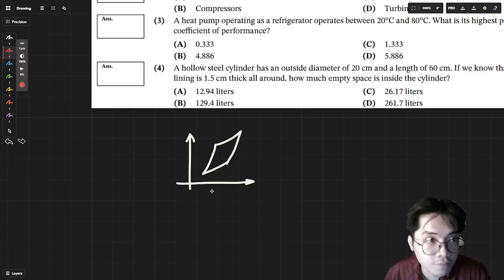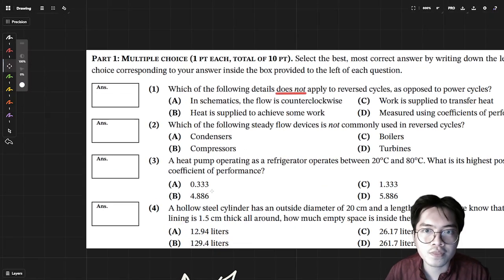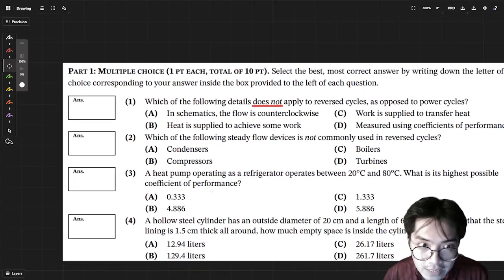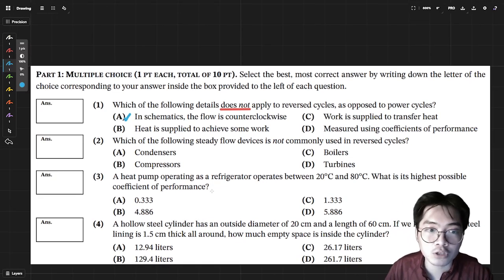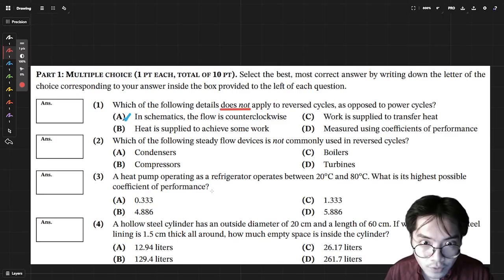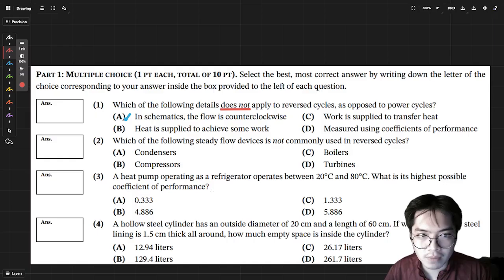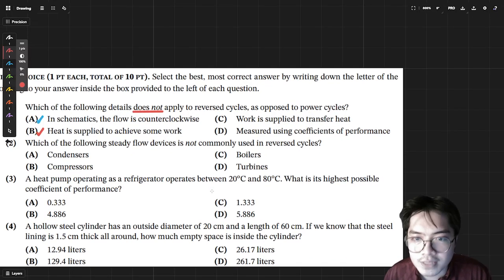As you can see, that follows a clockwise motion. And if you reverse everything, that is where you will get a reversed cycle, right? So this is for reversed cycles. Letter B, heat is supplied to achieve some work. That sounds like what a power cycle would do, right? We give the power cycle heat, it gives us some work or some electricity, if you want to think about it that way. Letter C, work is supplied to transfer heat. This is exactly what a reversed cycle does.